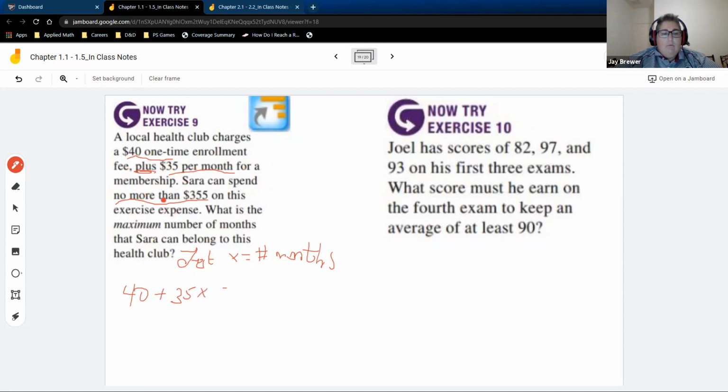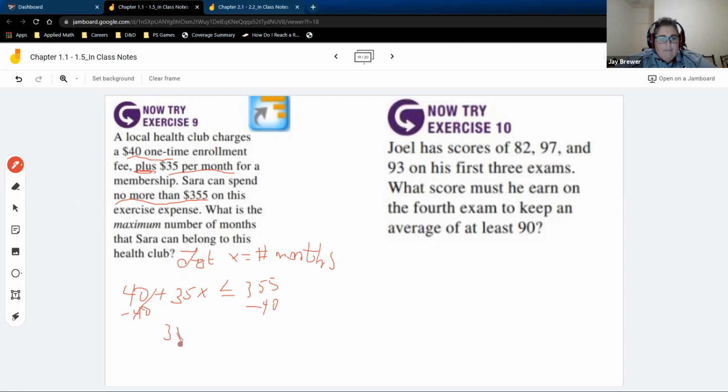And then you would normally want to put an equal sign, but it says no more than. So that means that it has to be less than or equal to $355. Sorry, guys. I'm a little bit dyslexic when it comes to my inequality signs, and that's no joke. Sorry, it needs to be this way. Less than, you make the L, 355. So then to solve this, we're going to subtract 40 on both sides.